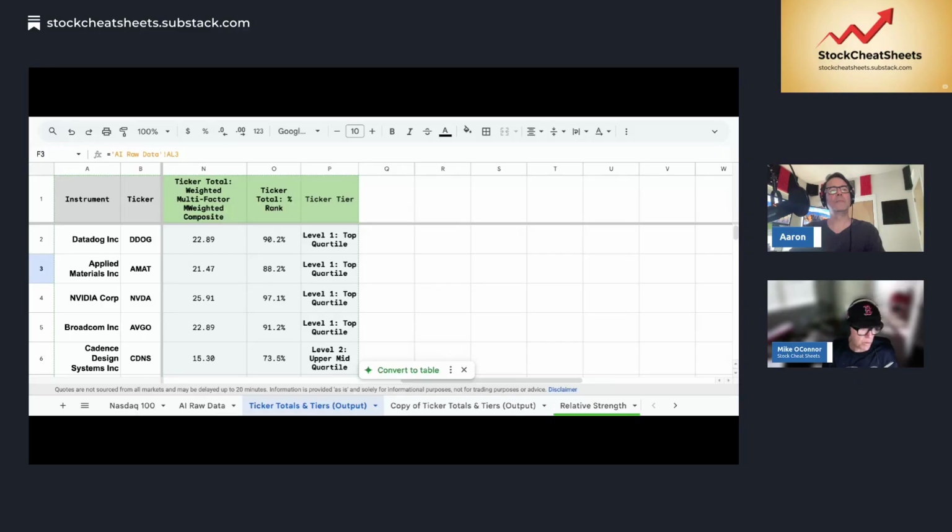So we have level one, which is the top tier. Level two, which is probably the most important tier because it's bullish without being overbought. And then we have level three and level four, which are slightly bearish and bearish. So the more stocks you have that are in level two to start, that go to level one, the better you're going to be. And we're going to model probably on a pretty consistent basis the NASDAQ 100.